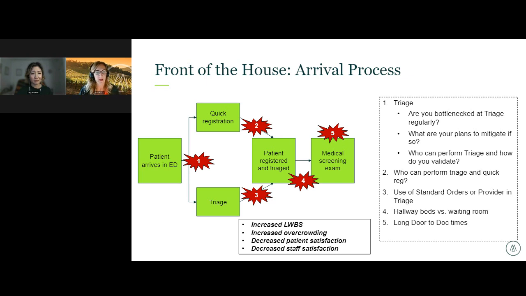And then we talk again about mitigation. Who can perform triage and quick reg? Do you use standing orders or provider in triage? Those are two other things to mitigate as well. Both of those can be very, very effective. So let's back up, I guess, and talk a little bit more about the true triage process.